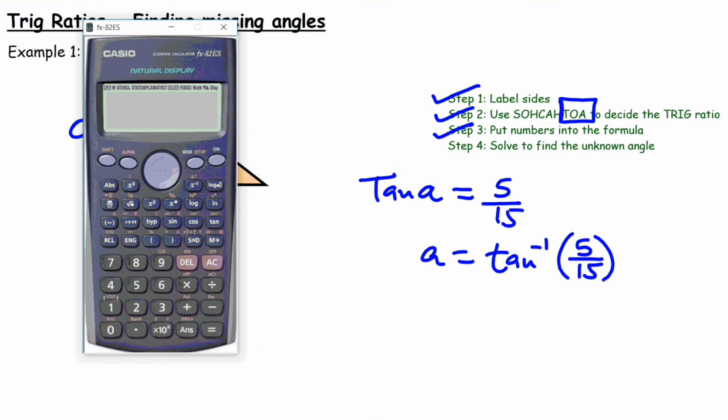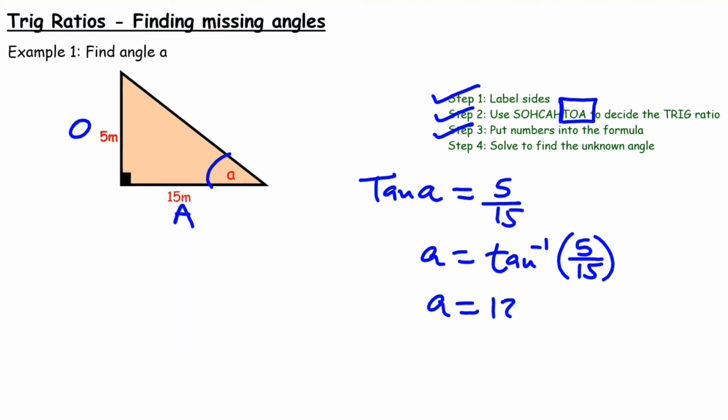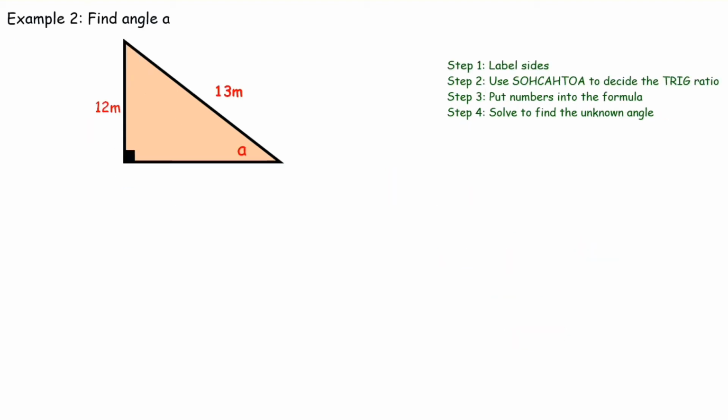On your calculator, the inverse of tan is above the tan button. So we'll just go shift tan, we have the inverse, and then you can plug in 5 over 15. You can use the fraction button, or you can just write 5 divided by 15. And you should be able to get your answer, which is 18.4. So A is equal to 18.4 degrees.